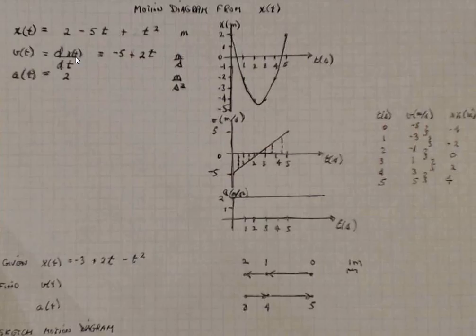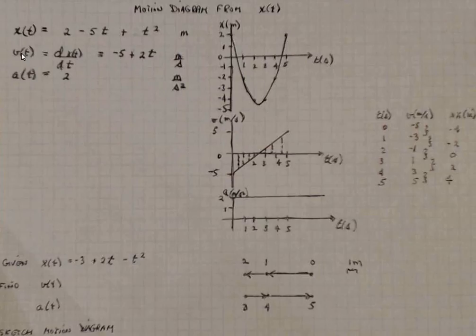And so if we do that, the time derivative of 2 is 0. The time derivative of minus 5t is minus 5. The time derivative of t squared is 2t. And then one more derivative of v of t will give us the acceleration. The time derivative of v of t would be the time derivative of minus 5, that's 0, plus 2t is 2. And so reading backwards here, the acceleration is 2 meters per second squared.